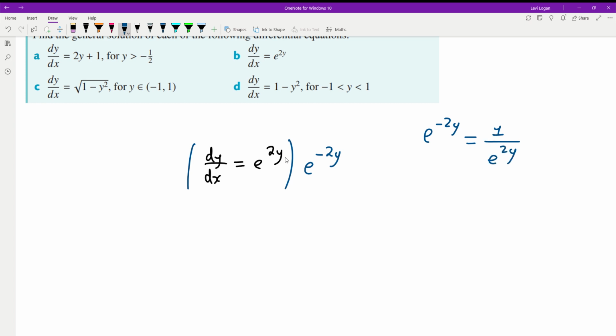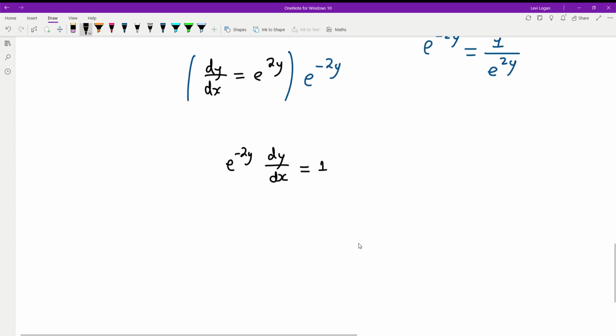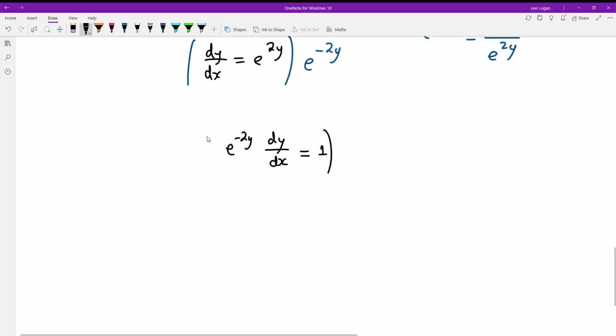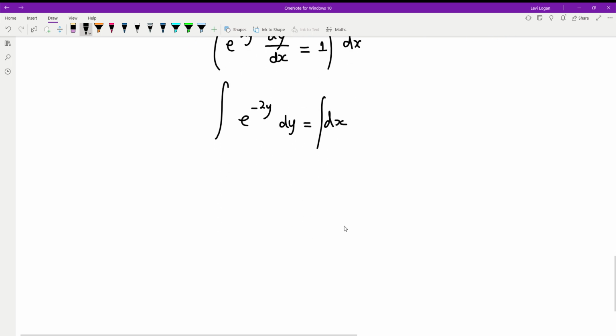Okay? So if you do that, this side is just going to be 1, and this side here, what we're going to have is just e to the minus 2y dy on dx equals 1. Multiply both sides by dx, so you get e to the minus 2y dy equals dx. Then you can integrate both sides. So this one here we can divide by its differential, so you get negative e to the minus 2y plus c, and this is just going to be x.